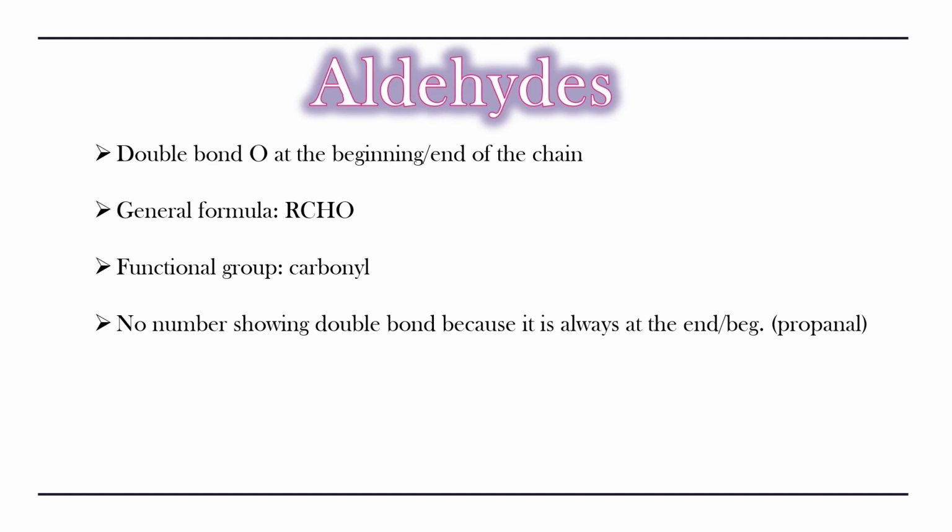An aldehyde has a double bond O at the beginning or the end of the chain. The general formula is here. The functional group is carbonyl, and there's no number showing the bond because it's always at the end or beginning, so it'll always be the first no matter what. An example of the double bond at the beginning or the end is here.